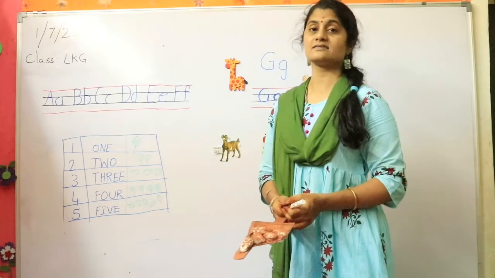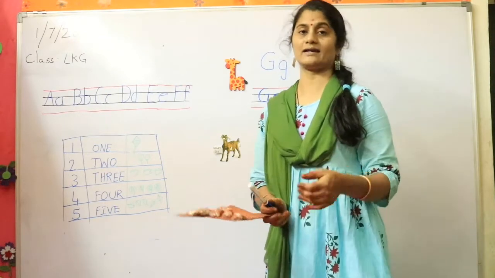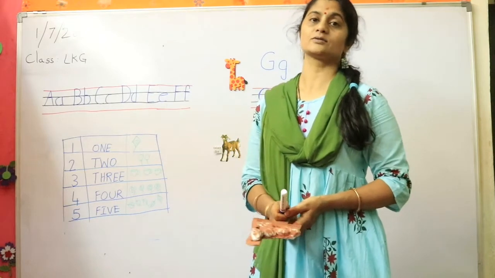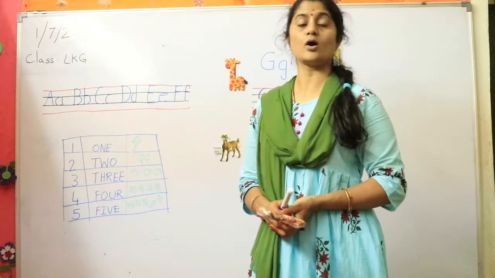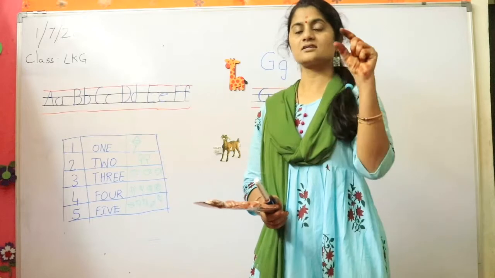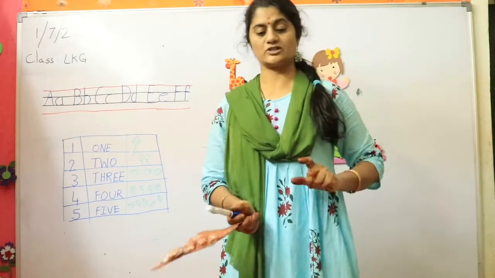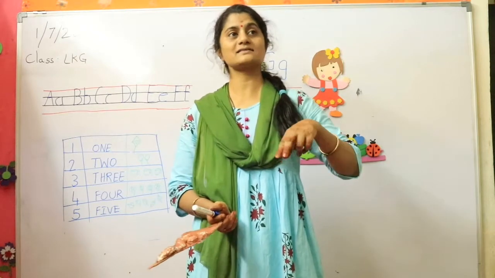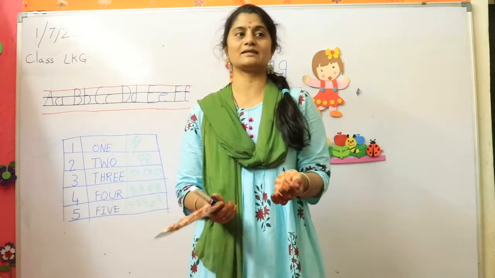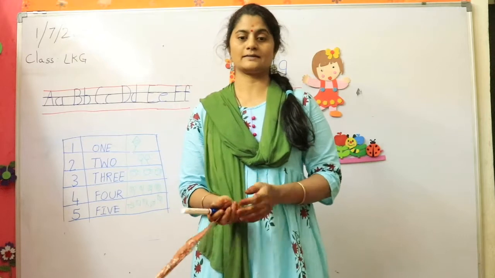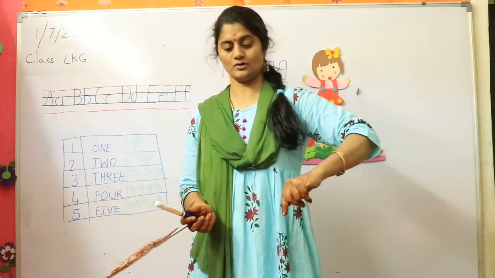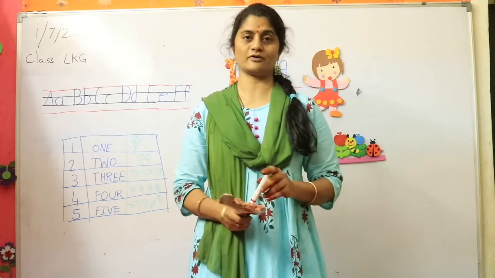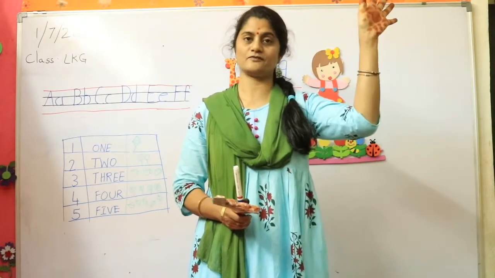In our EVS, we have already learnt about wild animals. Then we have learnt about birds. Today we are going to learn about insects. What are insects? Insects are small animals which can fly, which can crawl on the floor. Crawling is like little babies. If you have a little sister or a brother, they will crawl on the floor, like this.